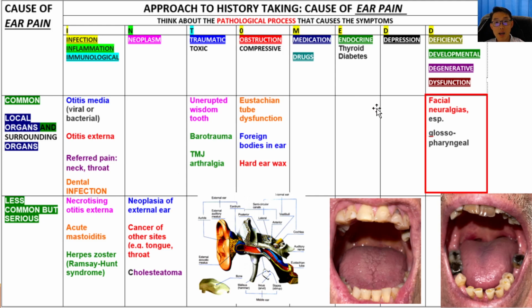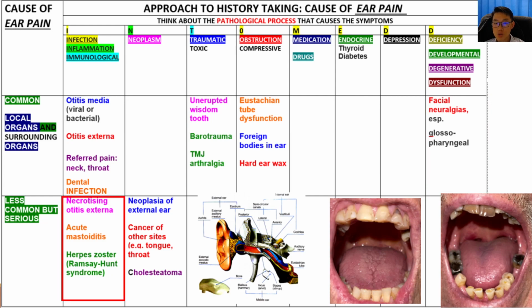And finally, we have got facial neuralgias, which is hypersensitivity of the nerve due to either inflammation or toxicity, which can cause pain that is referred to the ear. Example include glossopharyngeal neuralgia.